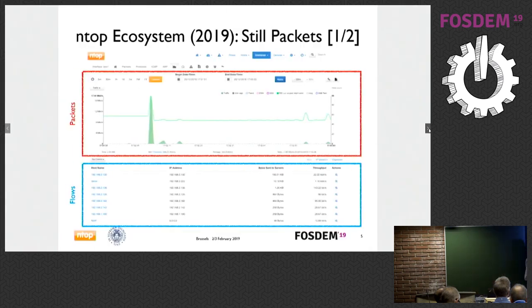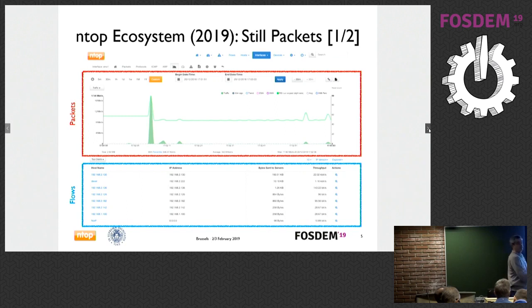If you're talking about 2019, you go to GitHub, you download ntopng, that is the successor of NTOP, so the next generation. You will see a graph like this. You will see that there is a peak. You will see that there is probably an anomaly here. And you will see that packets are still first citizens. This morning, until now, we talked about packets. XDP, DPDK, and so on. Packets, packets, packets.